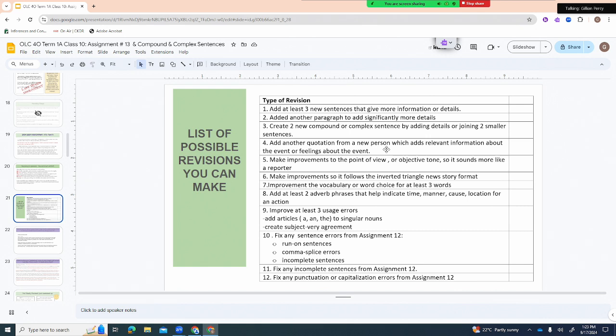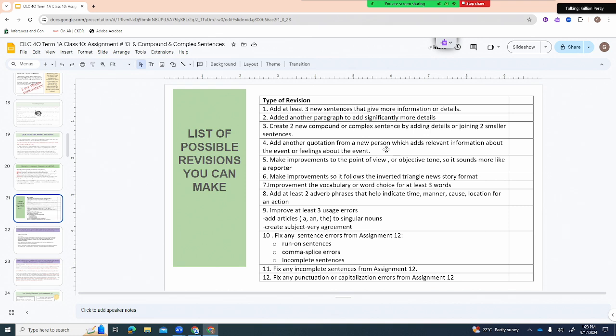Number 6, make improvements so it follows the inverted triangle news story format. We talked a lot about this on assignment 12. If you are not remembering, go back and look at that to understand what you should be aiming for. Number 7, improve the vocabulary or word choice for at least 3 words. Number 8, add at least 2 adverb phrases that help indicate time, manner, cause, or location for some sort of action. Number 9, improve at least 3 usage errors.